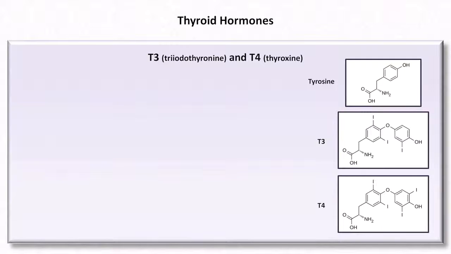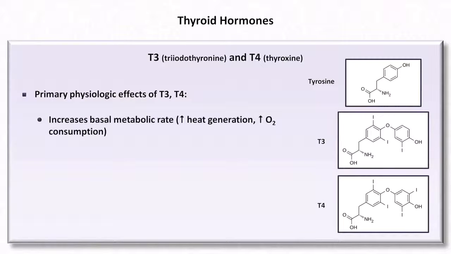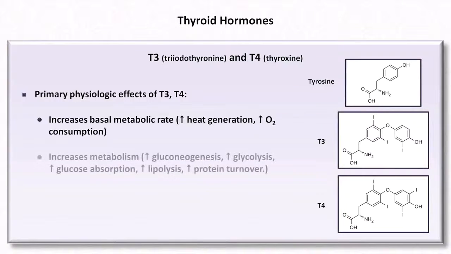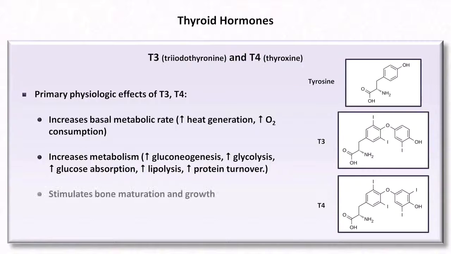What do T3 and T4 do? They have the greatest diversity of actions of any hormone. Their primary effects are, first, to increase the basal metabolic rate, which results in increased heat generation and oxygen consumption. Second, they sort of rev up metabolism, specifically increasing gluconeogenesis, glycolysis, glucose absorption from the GI tract, lipolysis, and protein turnover. Next, they stimulate bone maturation and growth.